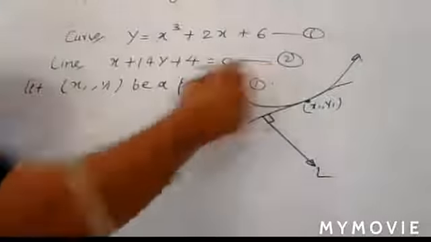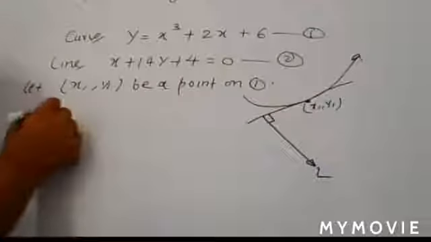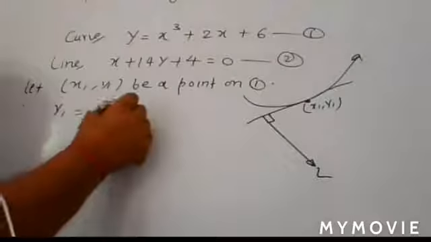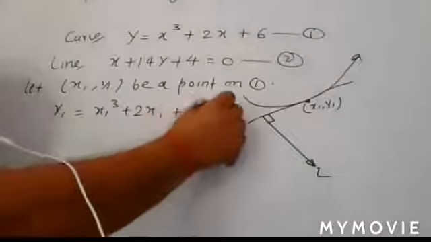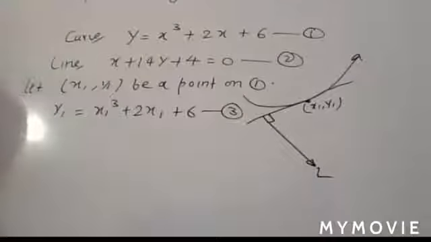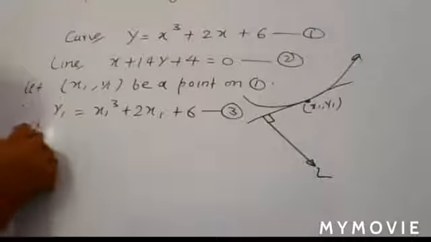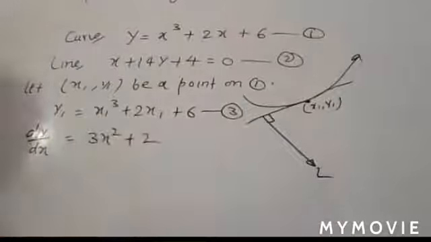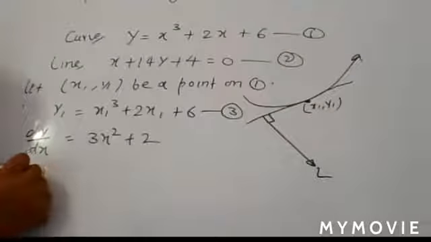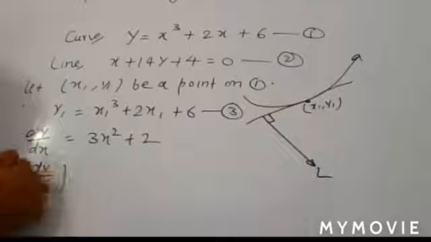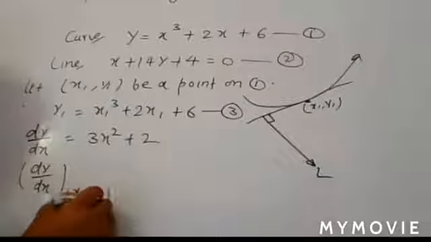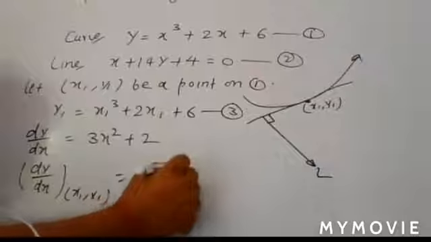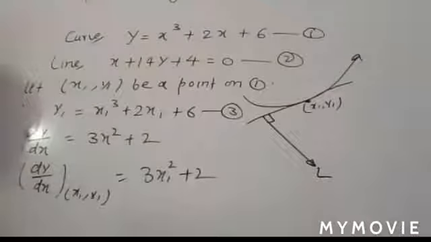So it is satisfying the curve. So you have y1 is equal to x1 cube plus 2x1 plus 6. That is your third equation. Now differentiate it. So dy by dx is equal to 3x square plus 2, that gives the slope of tangent. So you have to find the slope of tangent at the given point x1 y1. So you have 3x1 square plus 2.